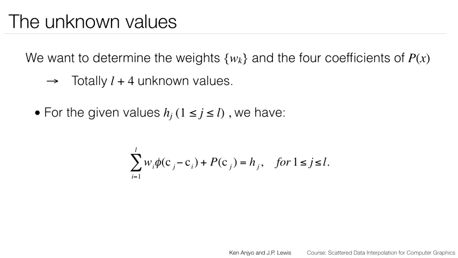So for the given constraints, given values at the constraints, the number of the constraints is L. So we have L linear equations as shown in the bottom equation. But this is just L. We need 4 more equations.